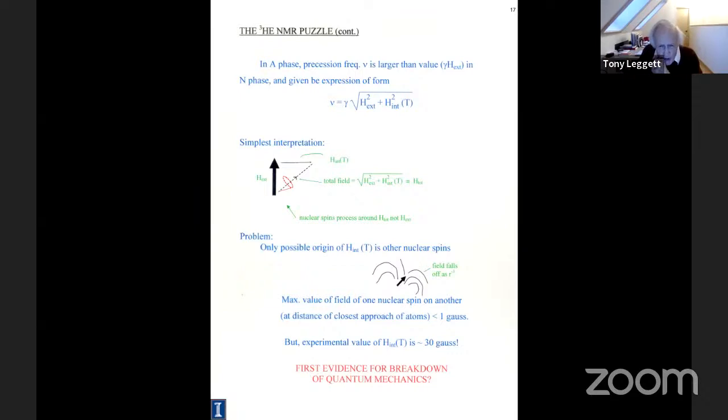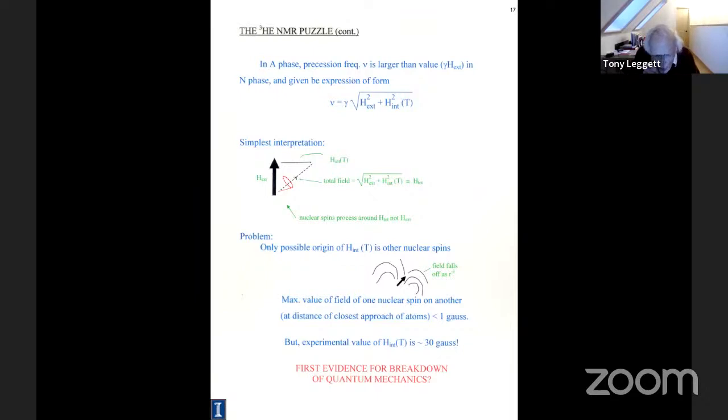So what is the simplest interpretation of this formula? Well, the simplest interpretation is that you have the ordinary external field due to whatever magnet you're using. But anyway, there is generated an extra field transverse to this external field. So the total field is now given by the Pythagorean expression, and the nuclear spin then just precesses around that, not around the external field. That would be a very ordinary and actually not particularly interesting explanation of what was going on.